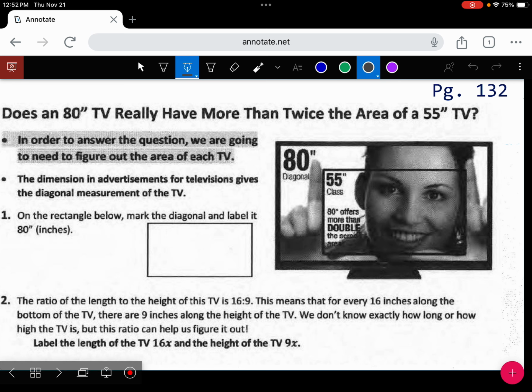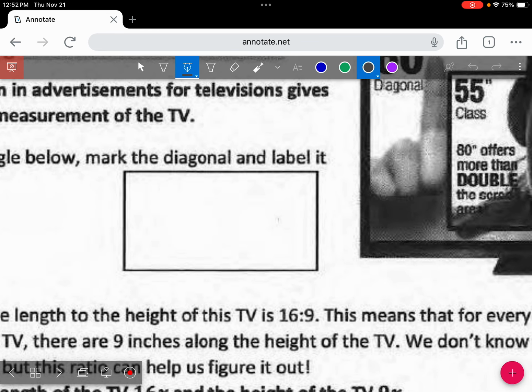How do they measure TVs? Do you know? Do they measure diagonal? Diagonal. So when you get an 80-inch TV, I'm not getting an 80-inch width. I'm getting 80 inches across that way.